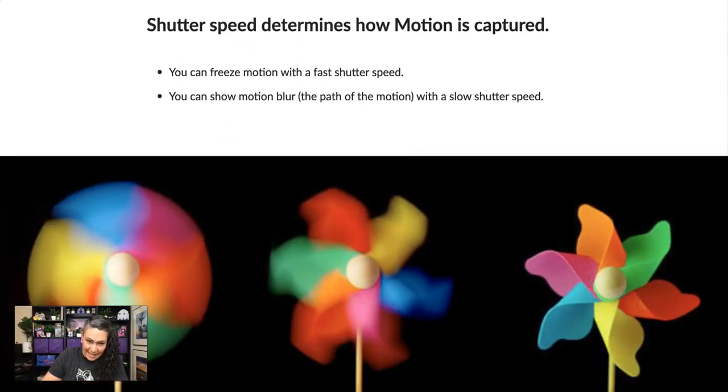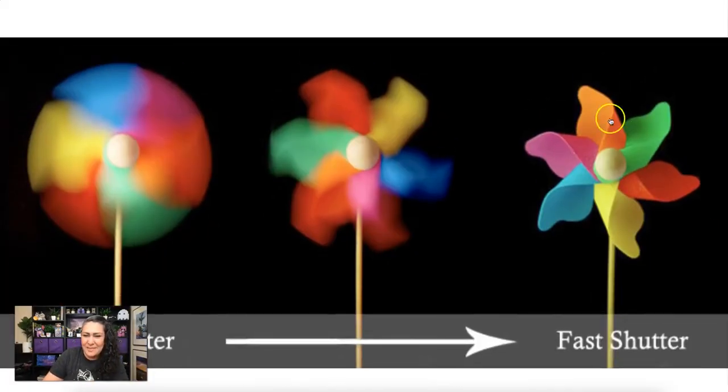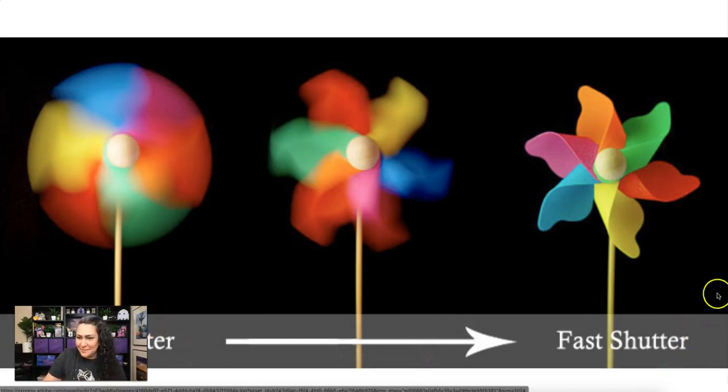Now, again, shutter speed determines how motion is captured. You can freeze motion with a fast shutter speed, frozen in time, or you can show motion with a slow shutter speed. So this is something that you might want to screenshot just as a quick visual reference. Fast shutter freezes, slow shutter shows.